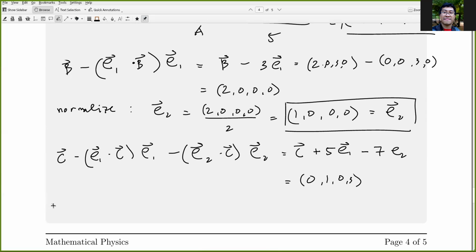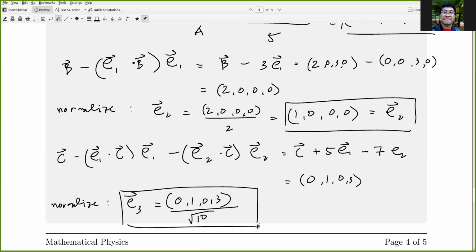and then we normalize to get E3. So E3 would be 0 1 0 3 divided by the norm of this, which would be 1 squared plus 3 squared, that is 10, square root of 10. That's our E3.